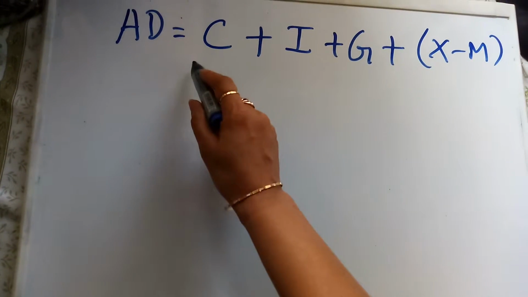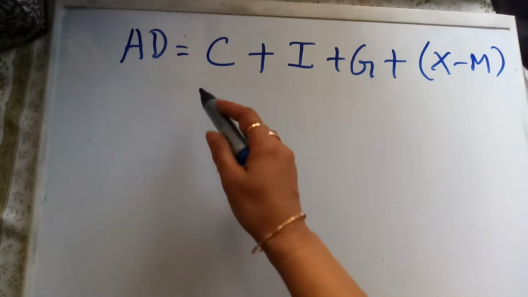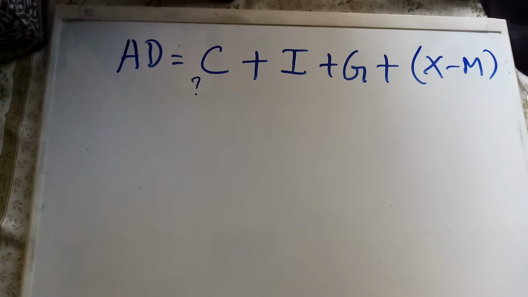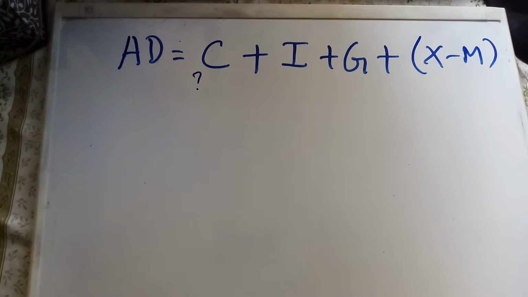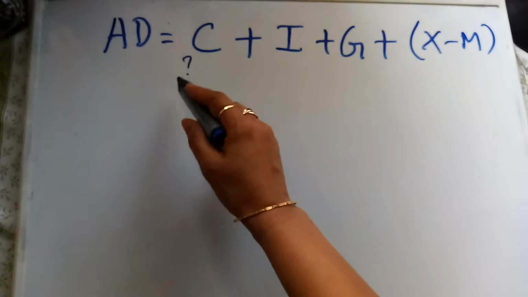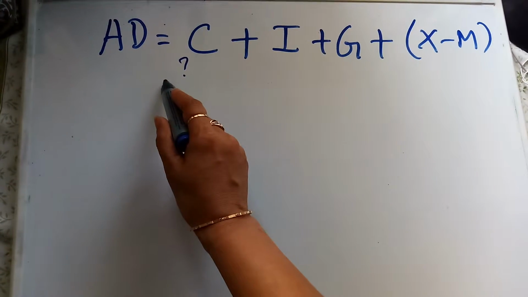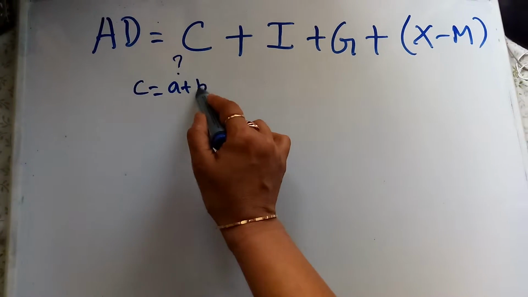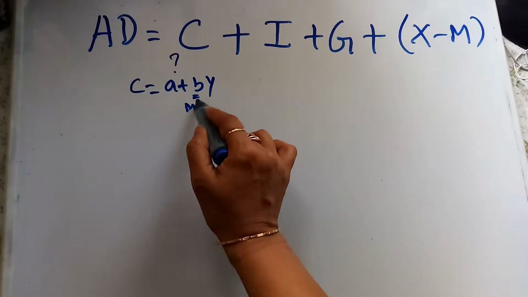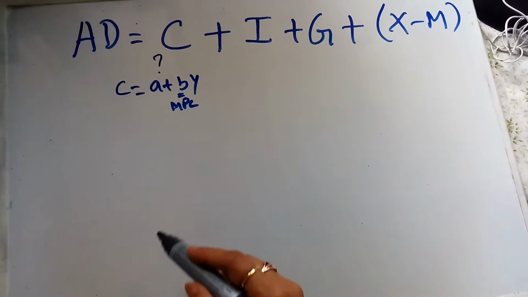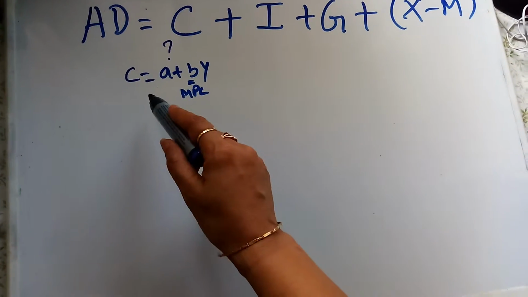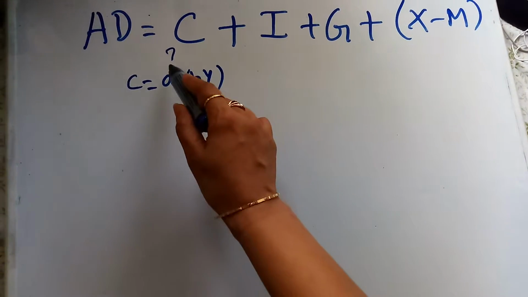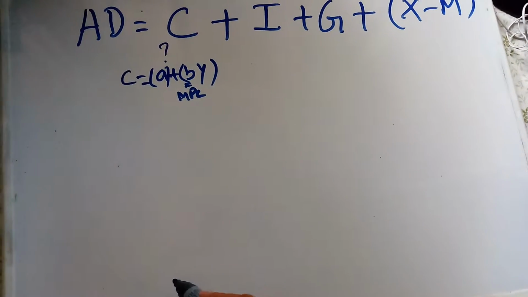So, first of all, what is consumption? Always think of what the definition would be like. Consumption is the total spending of the households on goods and services. The equation for consumption, if you can remember, is C equals A plus BY. What is this B for? MPC, that is the marginal propensity to consume. A is the autonomous consumption and BY is the induced consumption.